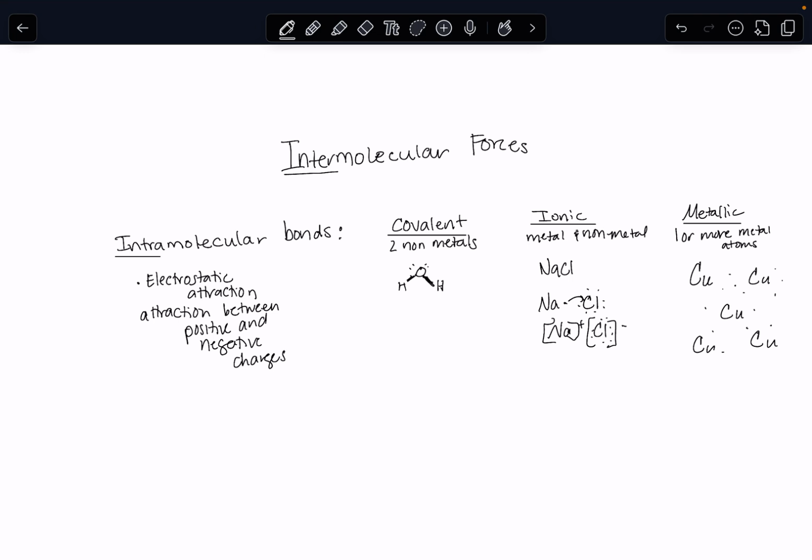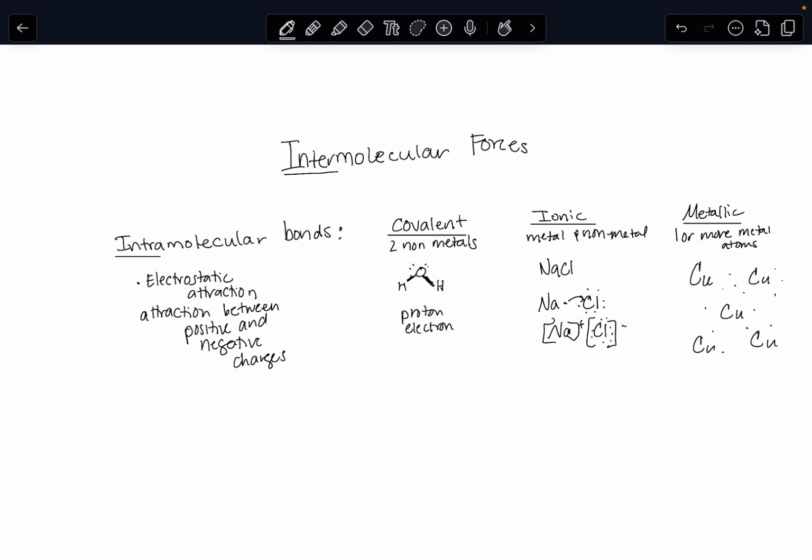Okay, so where is the electrostatic attraction in a covalent bond? Well, in a covalent bond, it's a little bit harder to see. The positive would be in a proton, and the negatives would be electrons. So the proton within the nucleus is being attracted to the electrons outside the nucleus, and that's going to hold together these molecules in a covalent bond.